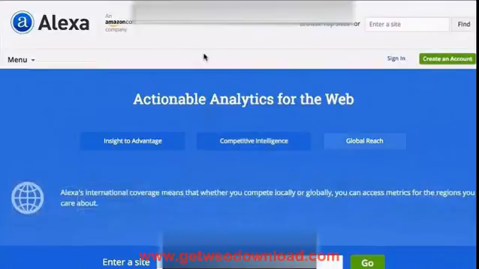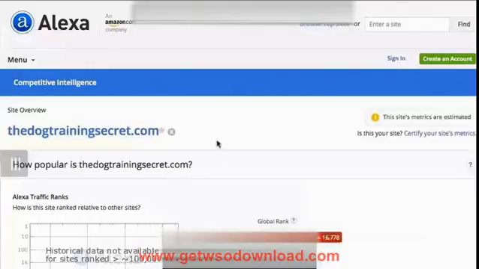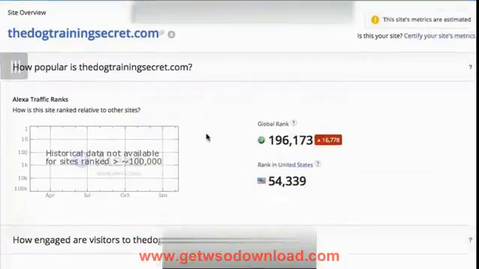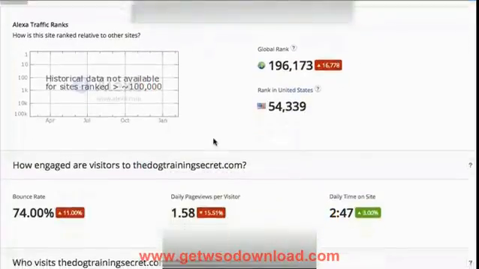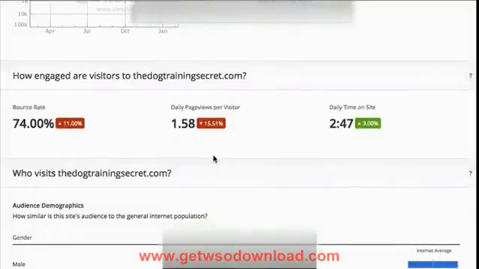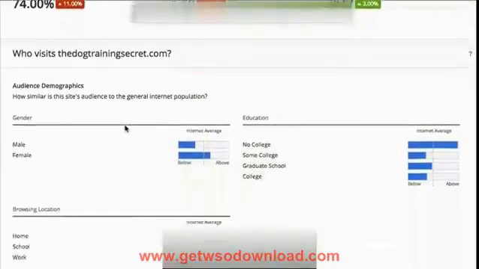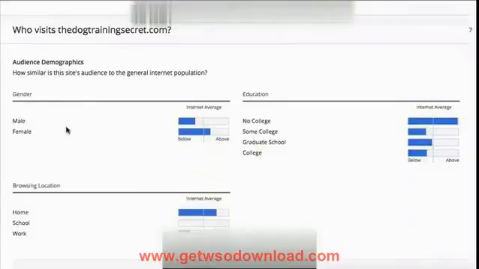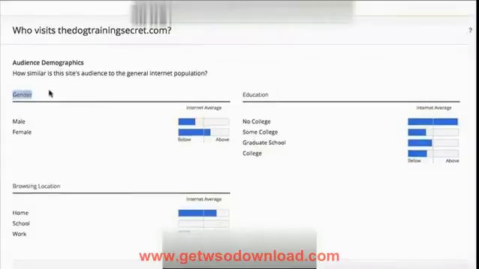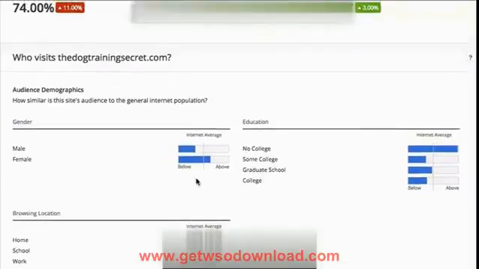Okay, so let's jump over to Alexa and we're just going to use their free tool. So let's go back and look at the dog training secret site that we looked at before. It's got very similar statistics to what SimilarWeb had, with visitors, bounce rates, time on site, and pages they view. But this is just what I want you to see here real quick. Under audience demographics, you can see gender. And we can see here for the male and female breakdown that this site's traffic is predominantly female.